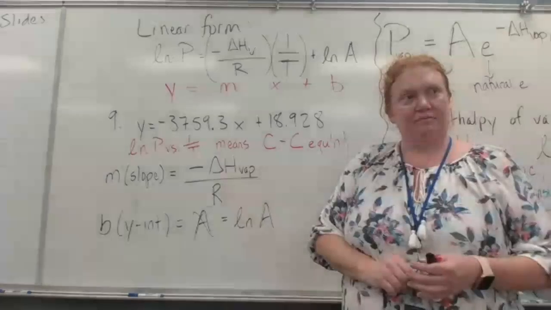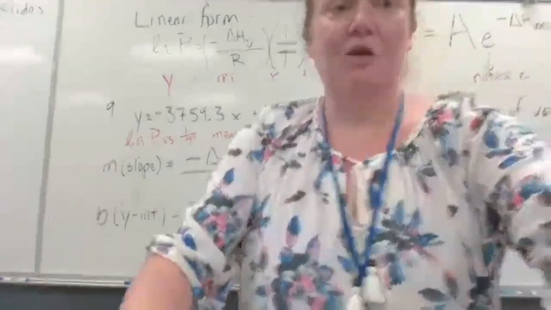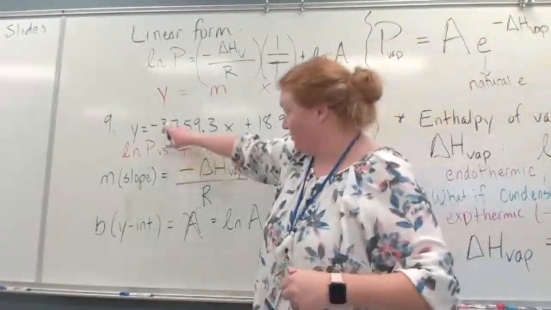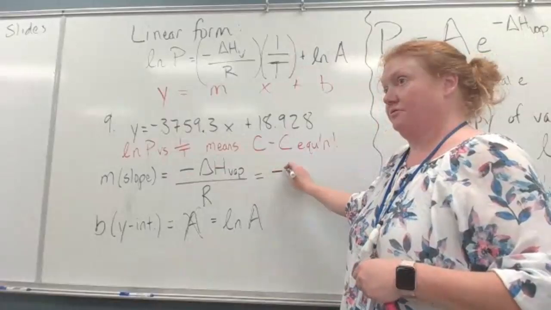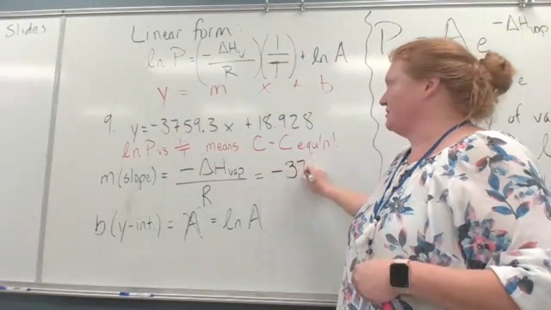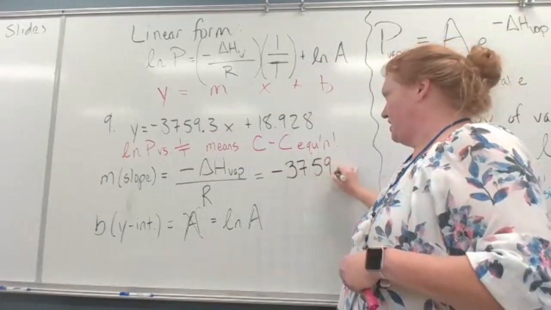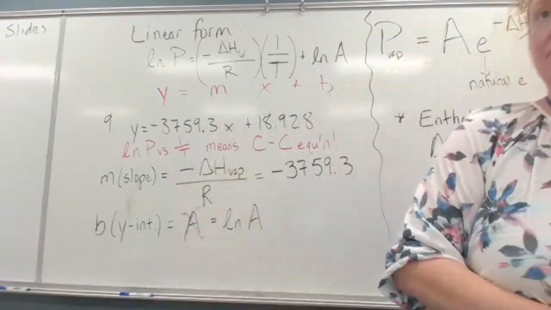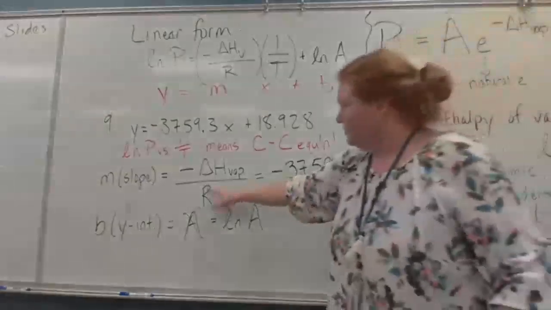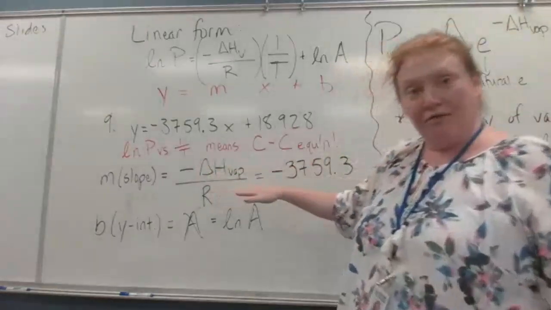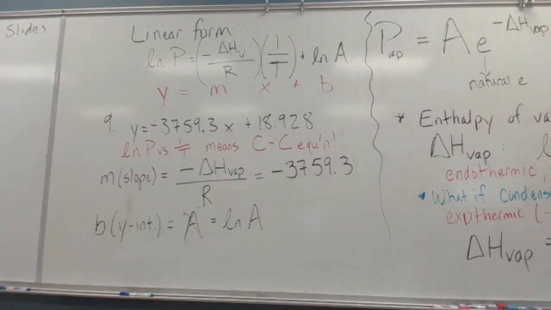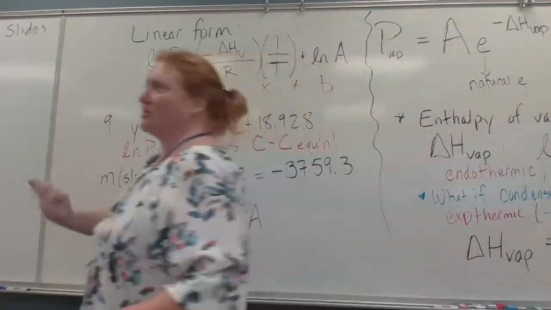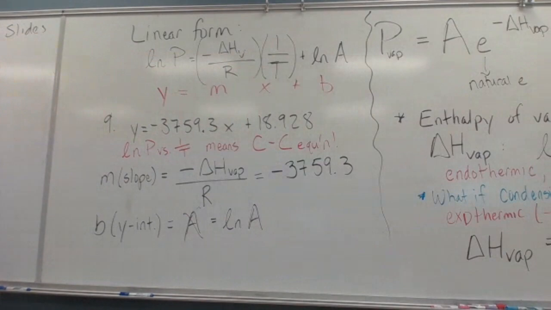So what's delta H? How do we find that? What algebra am I doing to find delta H? What does this actually equal? It equals this number, negative 3,759.3. Solve for delta H. Do some algebra, solve for delta H. What is R? 8.314, or 8.314 times 10 to the negative third to get the answer in kilojoules.